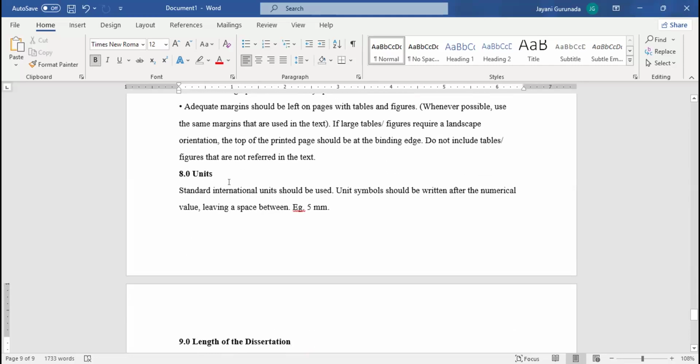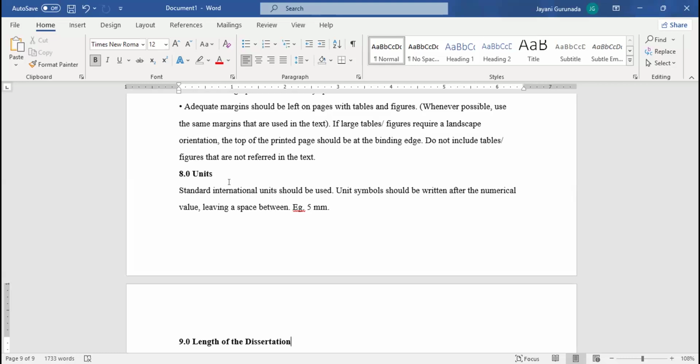Sometimes for some tables you may need to use landscape, so when necessary you can use it accordingly, right? The top of the printed page should be at the binding edge. Do not include tables or figures that are not referred to in the text, right? So you should not use unnecessary things. That means if it is used only for your purposes, you have to use them, right?